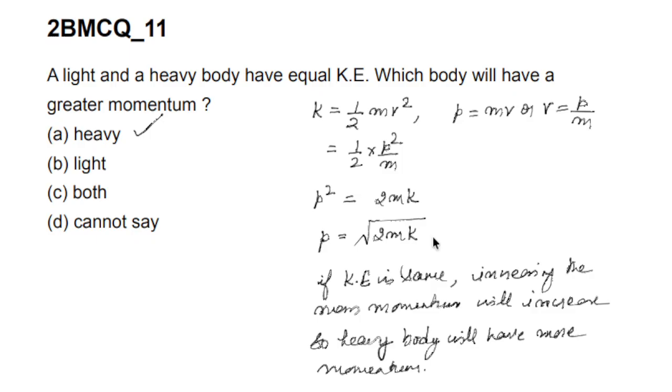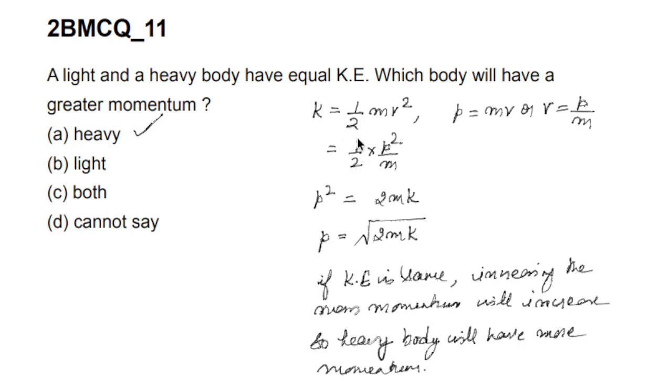So what you can say here: the light and heavy body have equal kinetic energy. So the kinetic energy is the same, which body will have greater momentum? If this thing is the same for both the bodies, the only difference which can be made is by the mass. So the lighter body will have less momentum, and if m is more, then it will have more momentum. So seeing the relation, we can get the answer right here. The heavier mass will have more momentum. So that way we can understand this kind of question.